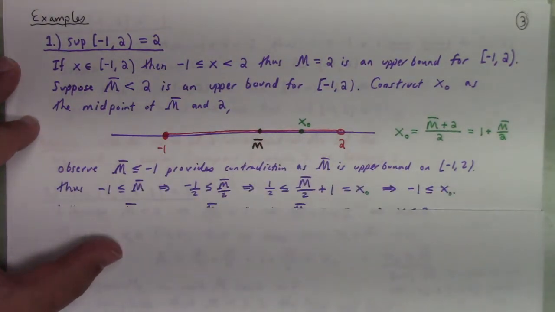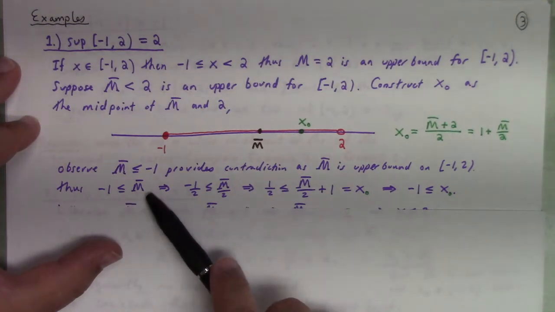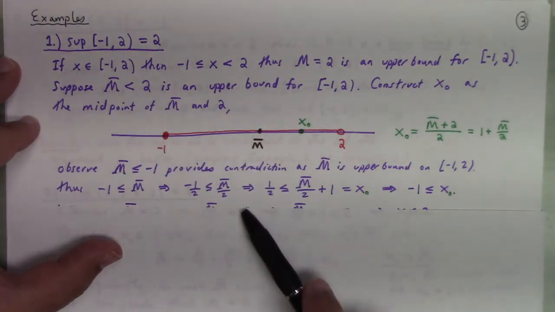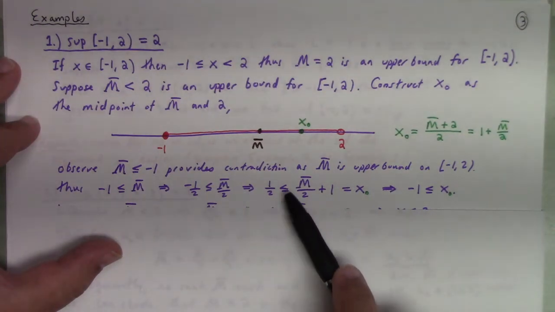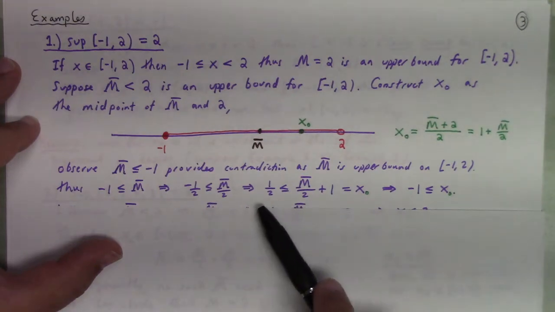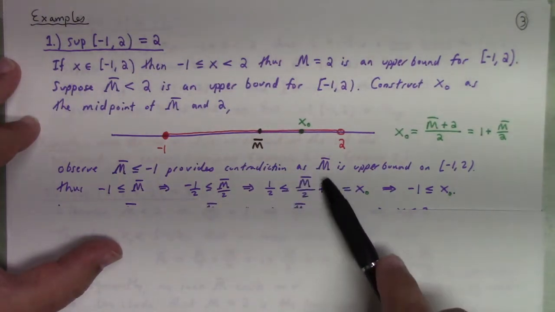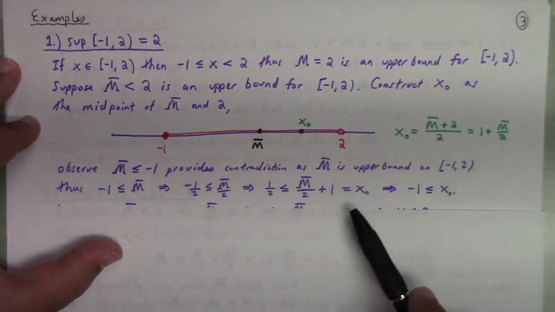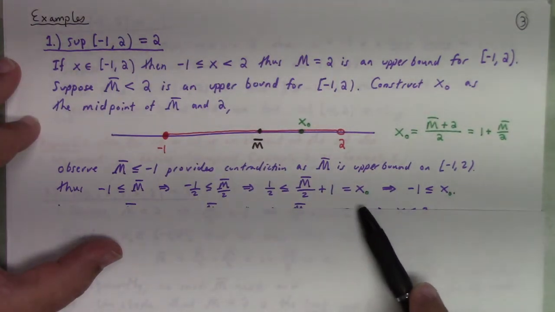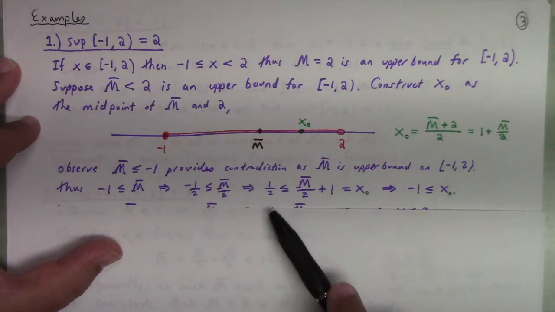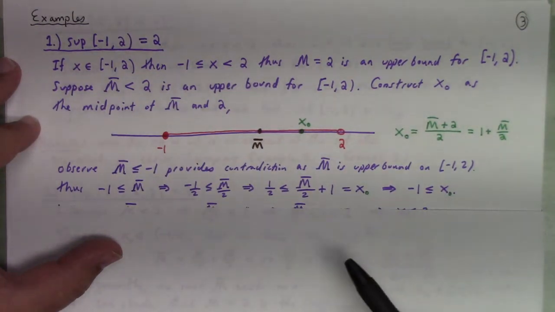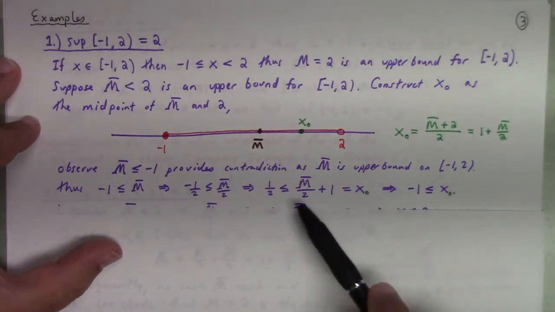Now, -1 less than m bar implies that -1/2 is less than m bar over 2, which implies that 1/2 less than or equal to m bar over 2 plus 1. I added 1 across the inequality. The reason I did these steps is because I wanted to get back to x naught again. So I got 1/2 is less than x naught. And so, of course, that also implies that -1 is less than x naught, right? Because certainly -1 is less than 1/2.